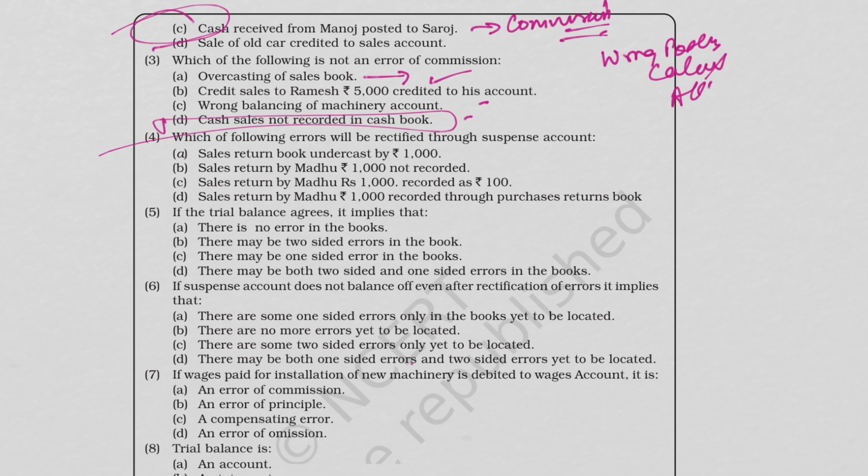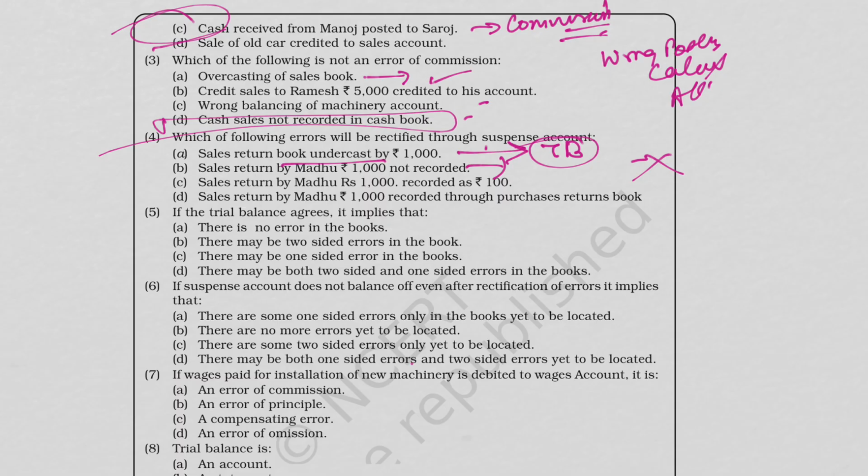Fourth, we have which of the following errors will be rectified through suspense account. Okay. First of all, we have sales return book undercast by rupees 1,000. So here only the sales return account is affected. So trial balance would be affected. Second, we have sales return not recorded. So here basically both the sides are missing. So the trial balance would not be affected.